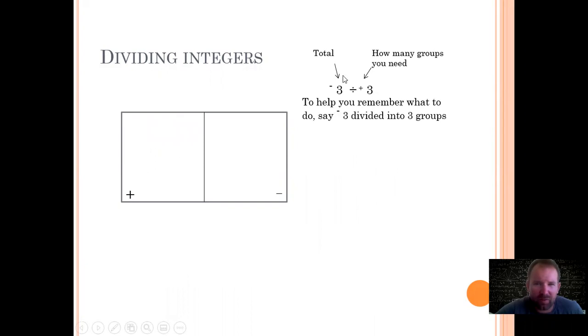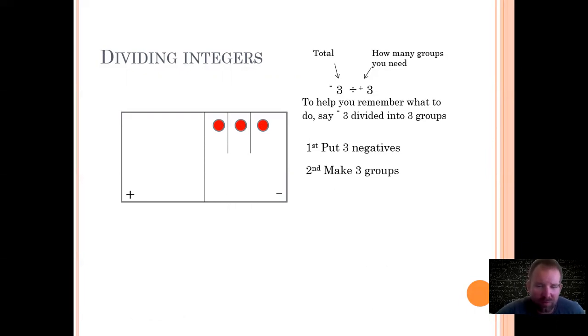All right, so now we're going to have our total, negative 3. And we need to divide this up into 3 groups. So it's going to be negative 3 divided into 3 groups. So let's put up our 3 negative counters. Then we're going to make this into 3 groups. Separate it up. 1 group, 2 groups, 3 groups. Oh, that was easy. That's all you got to do. What do we get? How many is in each group? Negative 1.